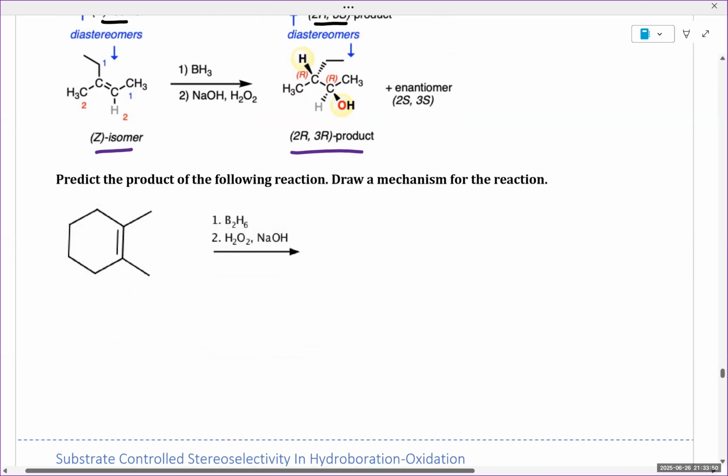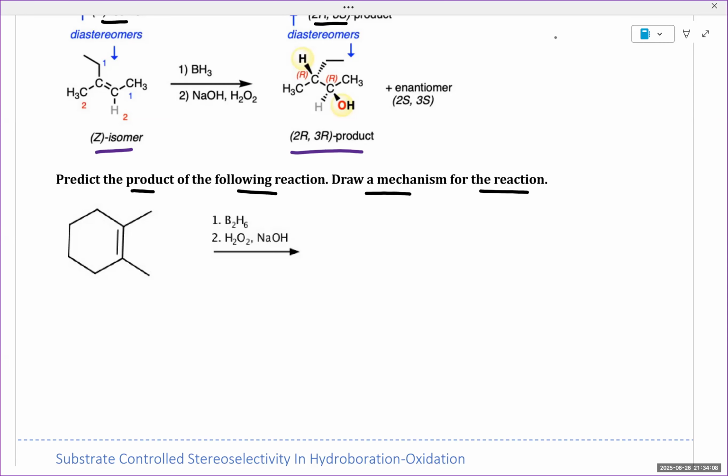So in this case, we have the following alkene. I'd like you to predict the product for this reaction and draw a mechanism for this reaction. So in this case, we're taking the following alkene, treating it with B2H6, followed by hydrogen peroxide and sodium hydroxide.